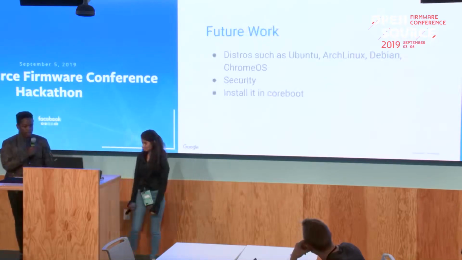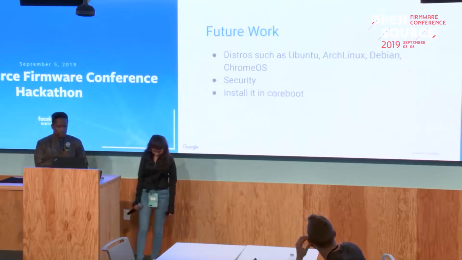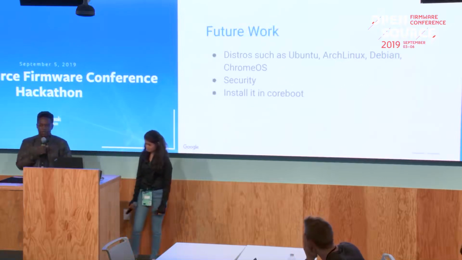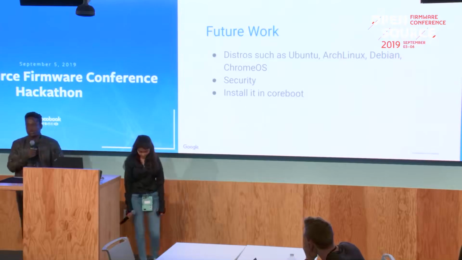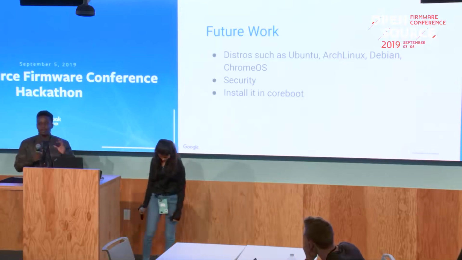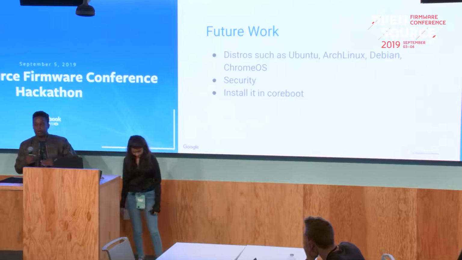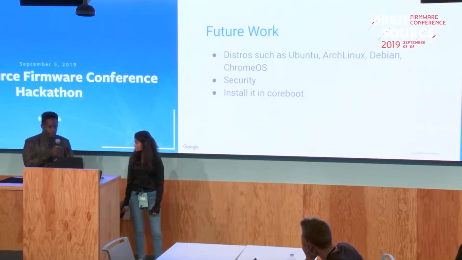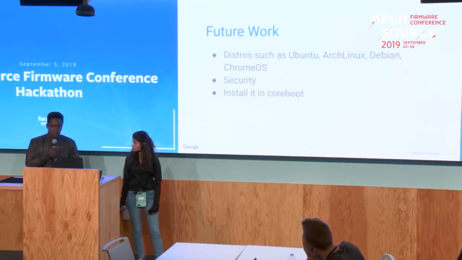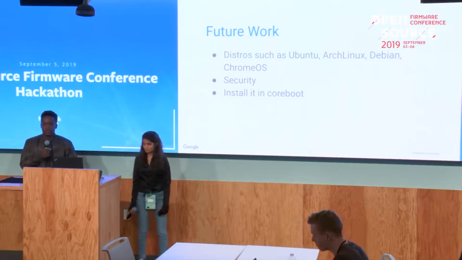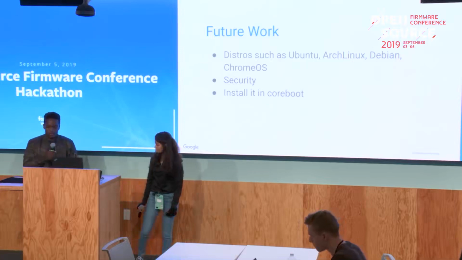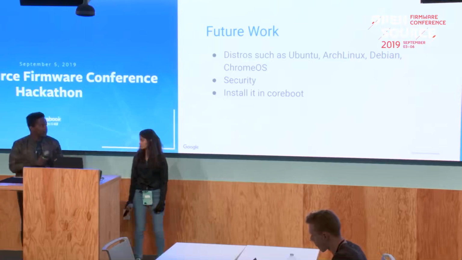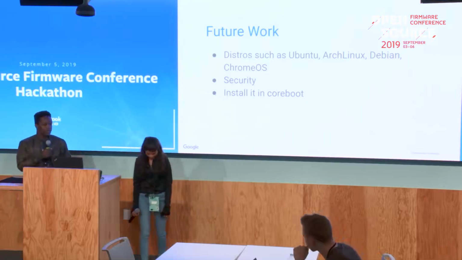So the future work on our project is to boot more distros. Right now, we can only boot TinyCore. And to boot TinyCore, we had to use our kernel, enable the persistent memory, and recompile the kernel to mirror that of TinyCore. But distros such as Ubuntu are big, and it's really hard to recompile their kernels. So we want to boot Ubuntu, Arch Linux, Debian, Chrome OS, and some other operating systems. As she talked about, security is another issue we want to deal with.